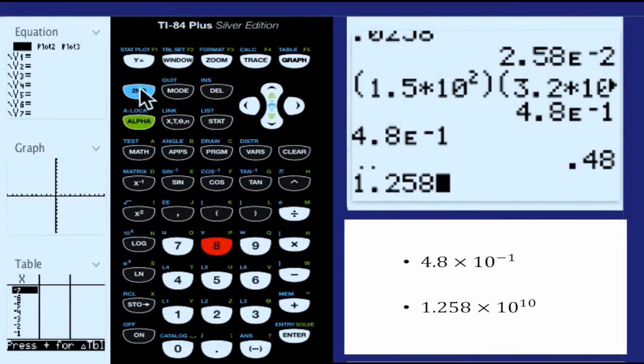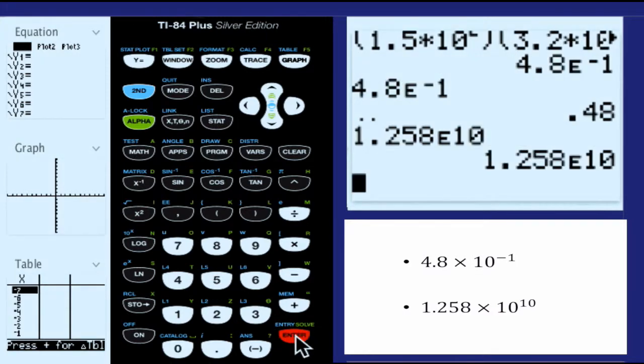1.258 second EE. That's going to get us that scientific notation. And then 10. 10 is our exponent. So we're going to type in 10 and then press enter. Well, the calculator gave us the exact same problem that we plugged in. The reason that it did that is because it will only hold up to 9 decimal places. It is too large of a number for the calculator to actually show us.